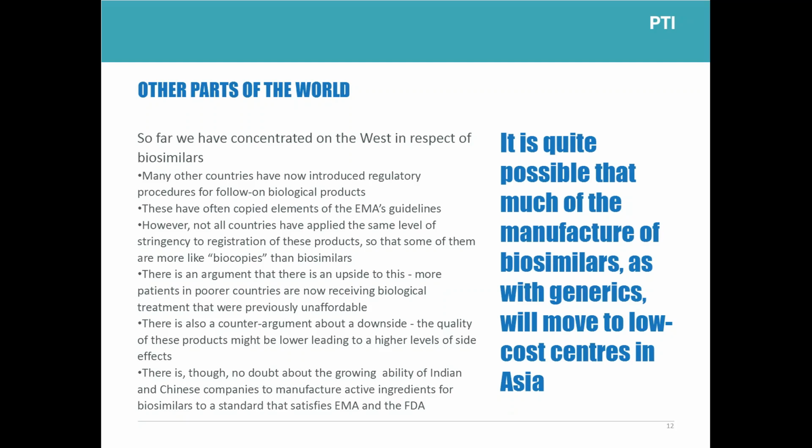And it's quite possible that as time goes on, we'll see most of the manufacture of biosimilars move to low-cost centers in Asia. Probably the company that started this trend was Celltrion with its infliximab biosimilar that I mentioned before, that it licensed out then to Hospira and other companies in the West.